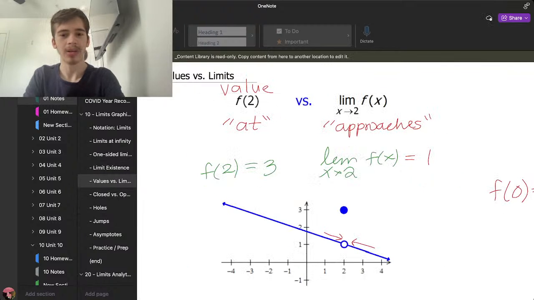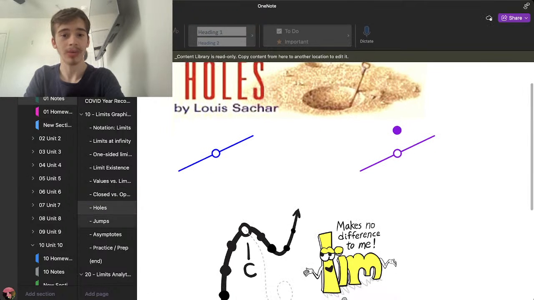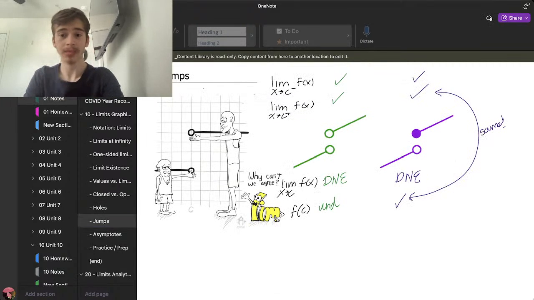Value versus limit, they're not the same. For example, if there's a hole here, the limit is different from what it's actually defined at, so just keep that in mind. Closed versus open, yes. Holes versus simply defined at that point as well. Jumps, yeah, sometimes they're defined at that point, sometimes they're not. Two-sided limits exist for both, but the limit in general at that point does not exist.